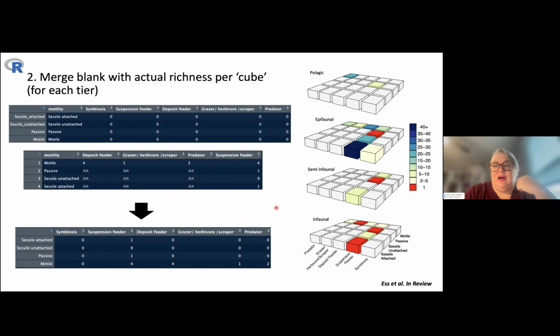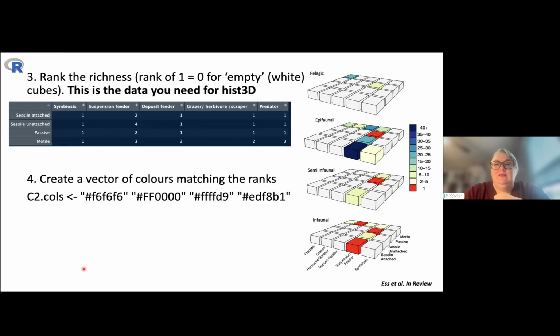But that's one of our rows here, right? One of our sets of cubes. And so we carried that over and it shows as zeros. Then the other thing you have to do to fill the colors is to rank that richness, right? Because I want to use this heat map to show how many taxa are in a cube. And so we have to take that raw data and convert it to a rank. And this is the input you need for that hist3d function.